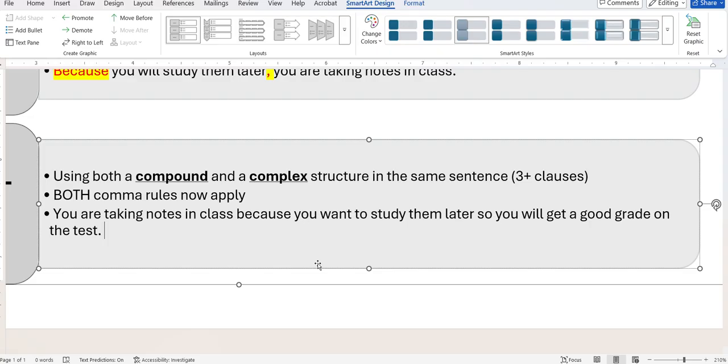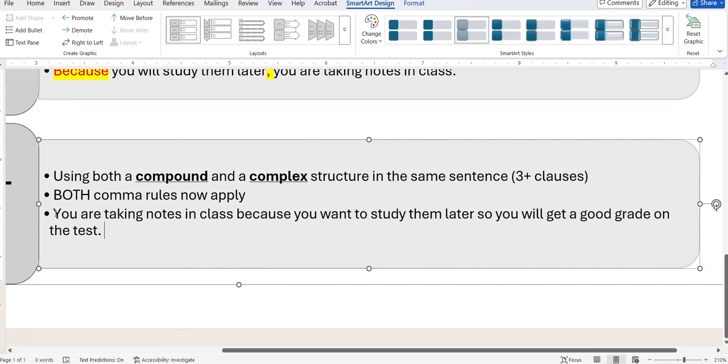So you could say you are taking notes in class and will study them later because you want to get a good grade. That is still combining all three ideas, and they are probably going to view that just as well. But to count as officially a compound-complex sentence, for the sake of the multiple choice part and for the sake of quizzes and tests that we will have in here, you have to have the independent clauses.